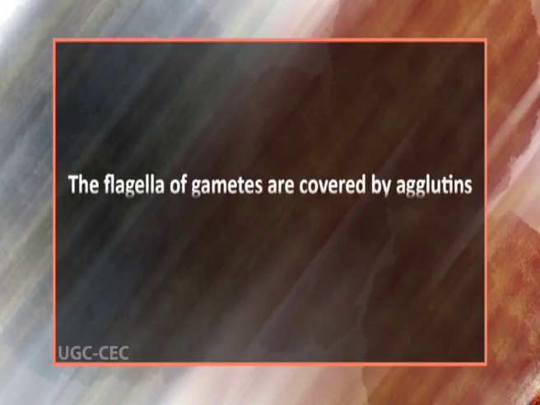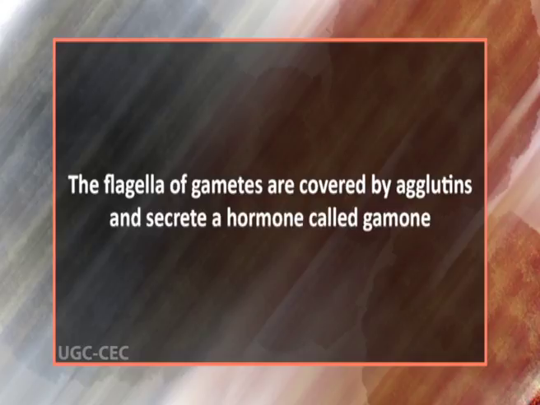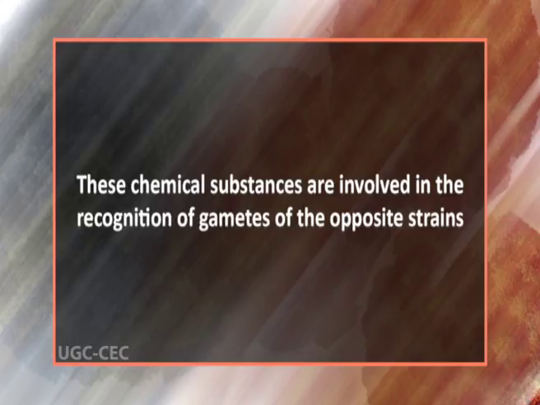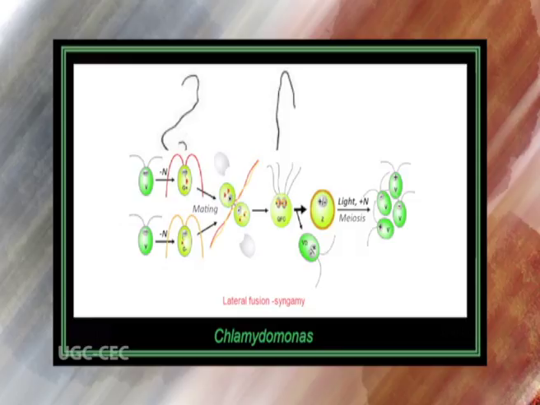The flagella of gametes are covered by agglutinins and secrete a hormone called gamone. These chemical substances are involved in the recognition of gametes of opposite nature. In heterothallic species, positive and negative gametes cluster together, and this phenomenon is called clumping. The gametes of opposite strain fuse by the anterior end, that is, apical fusion, or lateral, that is, lateral fusion. The paired gametes move away from the clump.